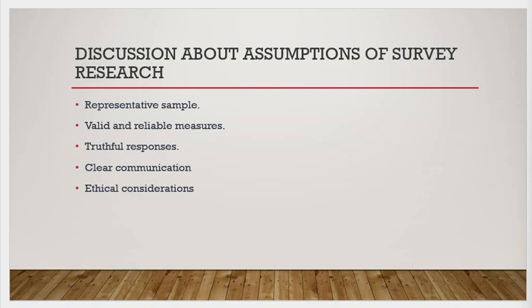The third one is truthful responses. Survey research assumes that participants will provide honest and accurate responses to survey questions. However, participants may be influenced by social desirability bias or by other factors that could affect their responses. The fourth one is clear communication. Survey research assumes that participants understand the questions being asked and are able to provide clear responses. If questions are confusing, then participants may not provide accurate responses.